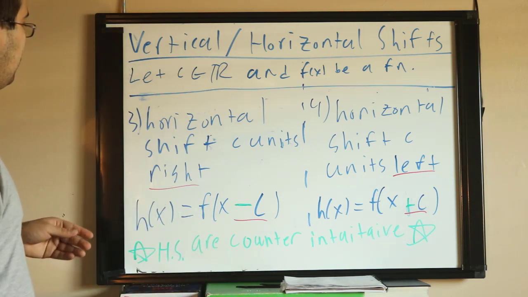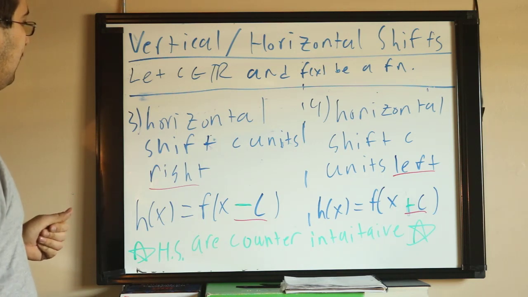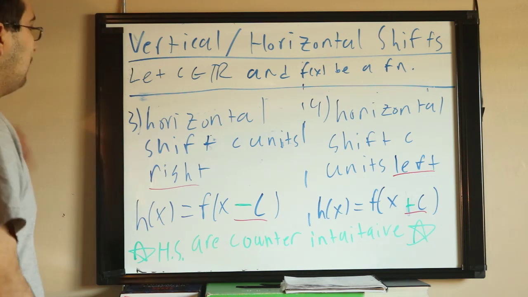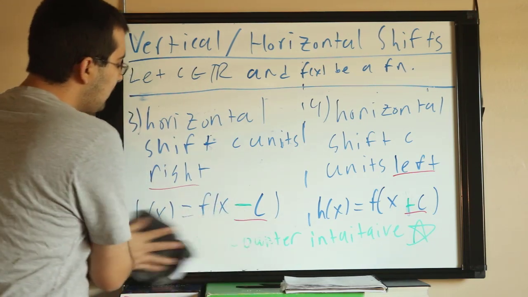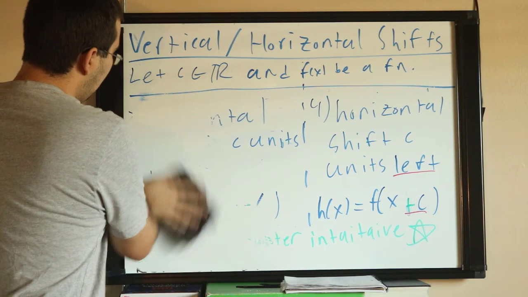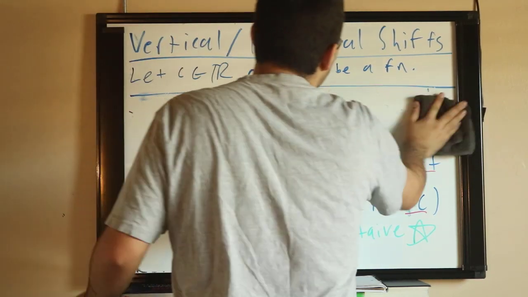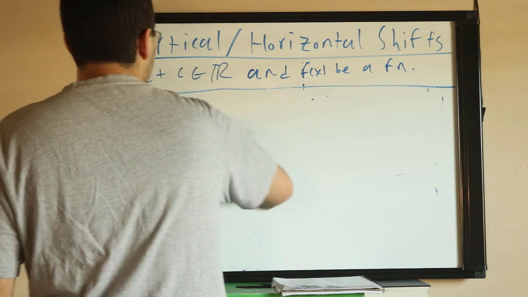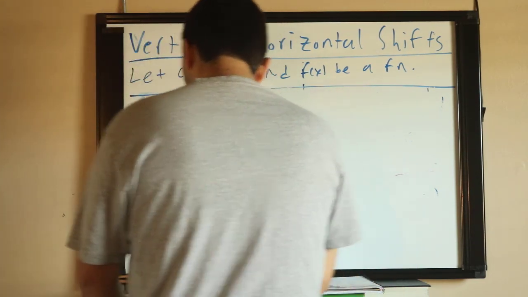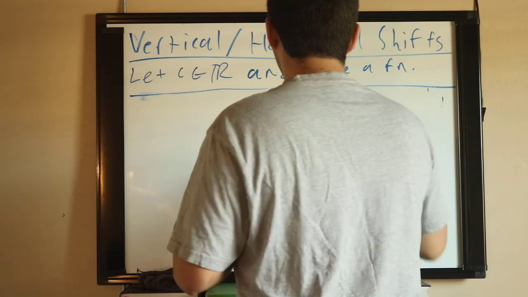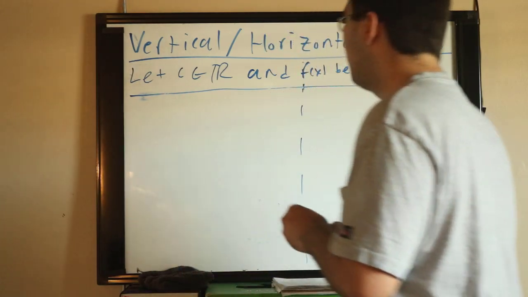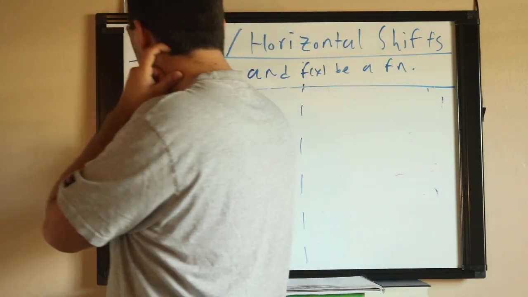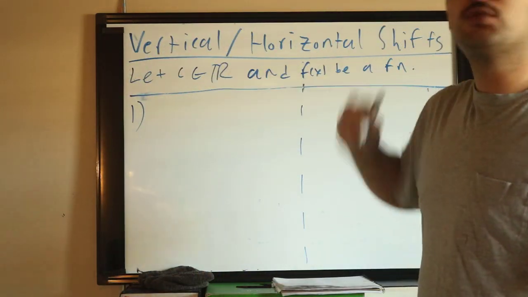Actually, you know what? I'm going to go ahead and erase this now. Before I get into the next type of transformations, let's do two quick examples for these types of transformations, these horizontal and vertical. Let's do two quick examples. Let's do an example for our vertical shift up.